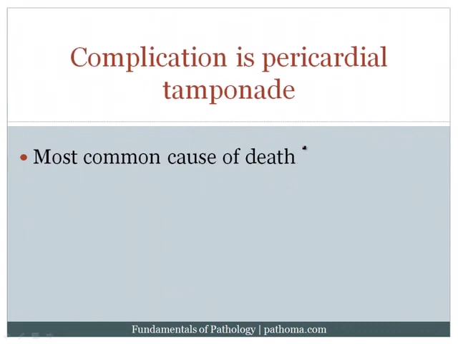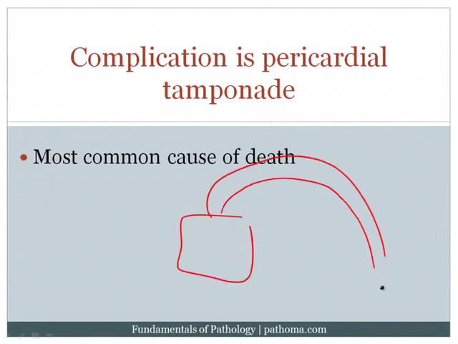The major complication of aortic dissection is pericardial tamponade. This is the most common cause of death, but you can also get rupture with fatal hemorrhage, and you can also get obstruction of arteries that are branching off the aorta. For example, let's say that this is the heart, and we've got this proximal 10 centimeters coming off the heart, and then let's say that blood is flowing through here, and all of a sudden we get a dissection.